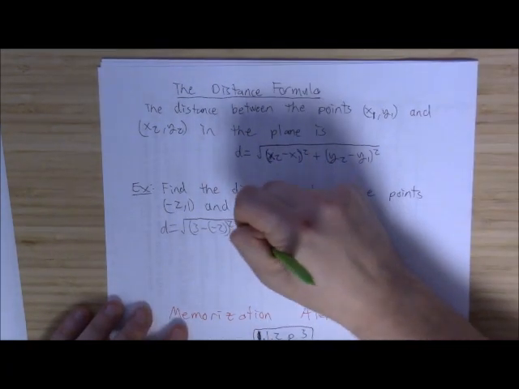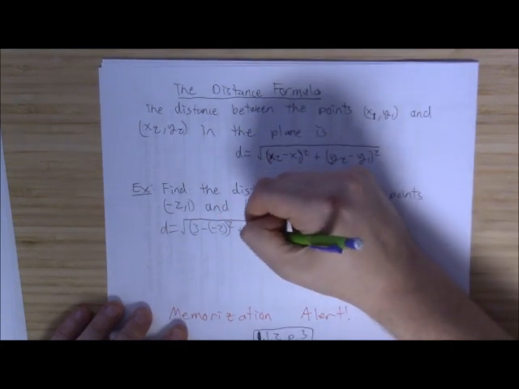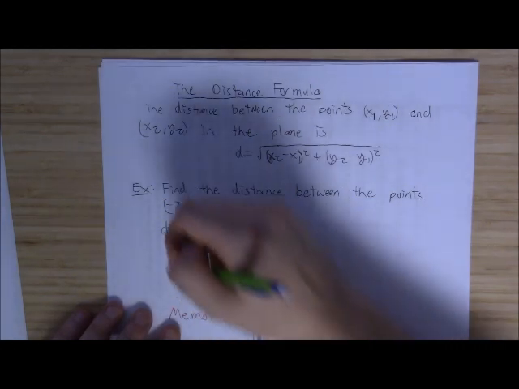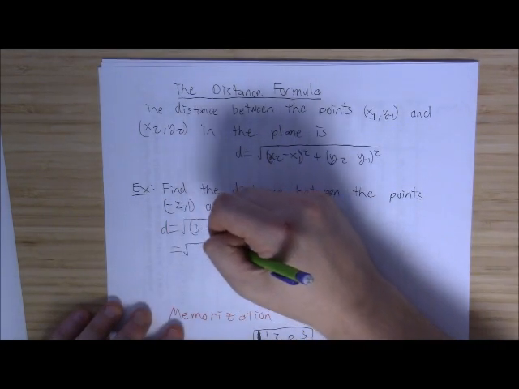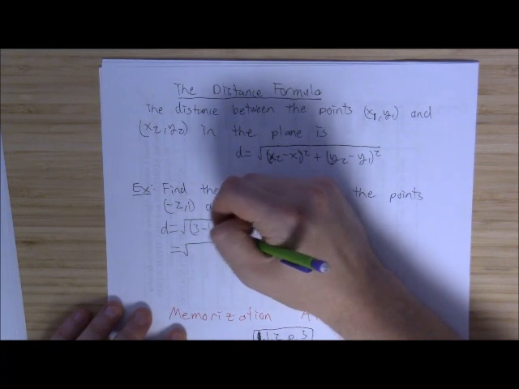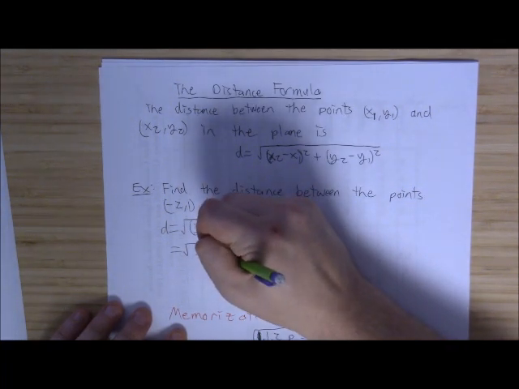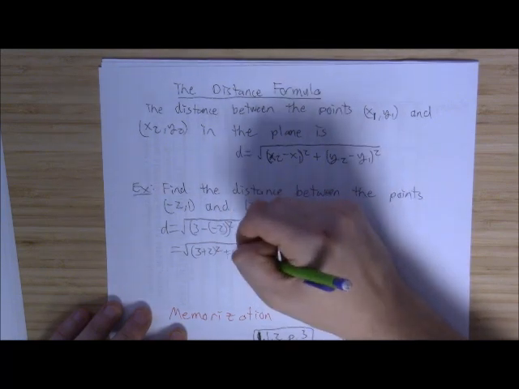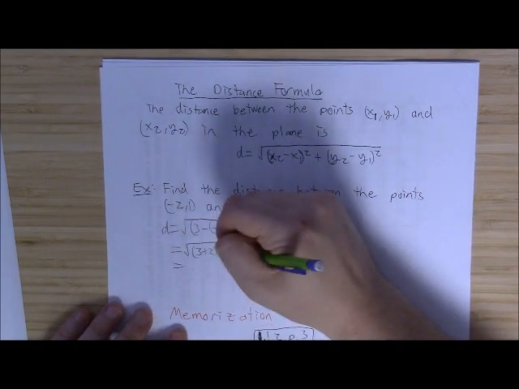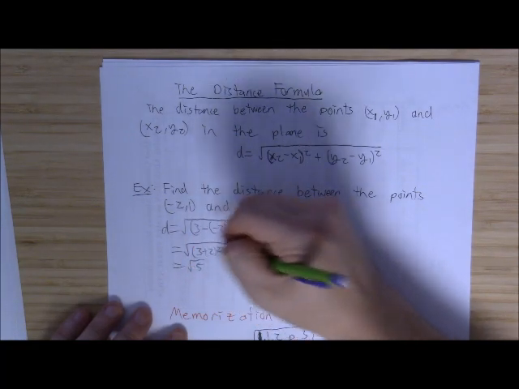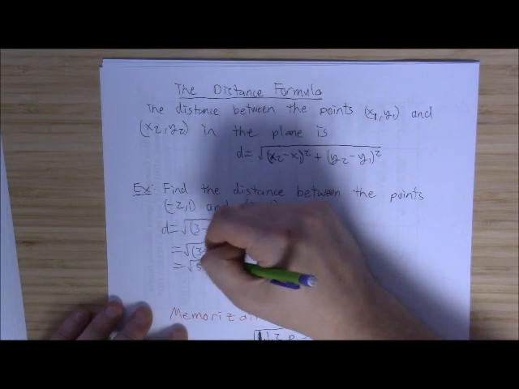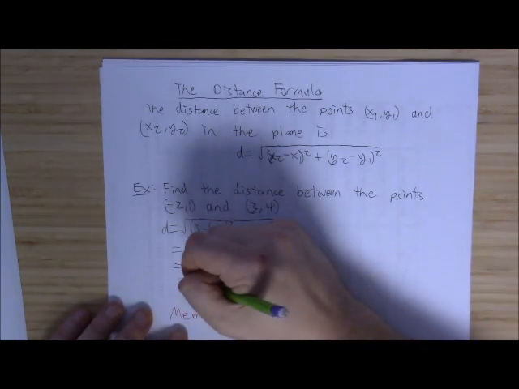So minus 1. Here you have to be a little bit careful to make sure you preserve any negatives in the coordinates, because we know that subtracting a negative is adding, namely 3 minus negative 2 is really 3 plus 2 squared plus 4 minus 1 squared. If we do that out, we get 5 plus 3, so 5 squared plus 3 squared. 5 squared is 25.